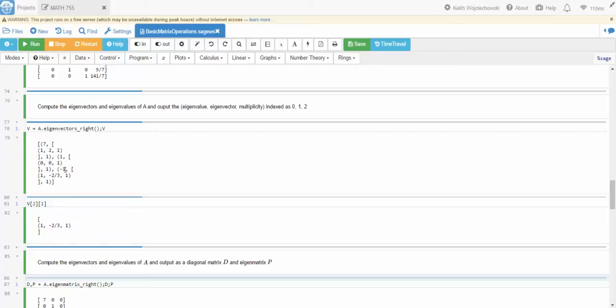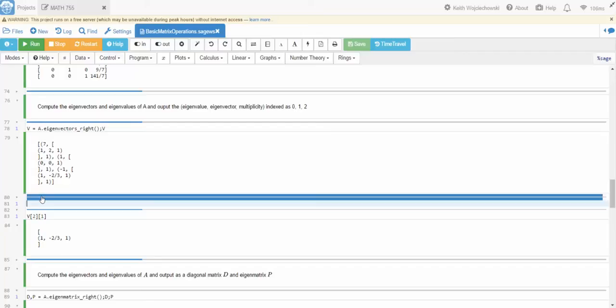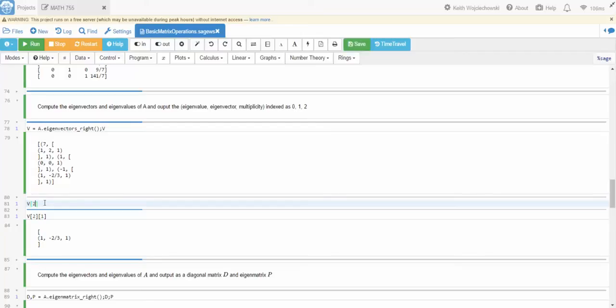So V2: 0 for the first eigenvector, 1 for the second eigenvector, and 2 for the third eigenvector, because our indexing starts at 0. V2 gives me this component of it. I'm sorry, V2, 1. So this is V2, all of V2. Let me just show you again what V2 is. Maybe that's a little confusing.